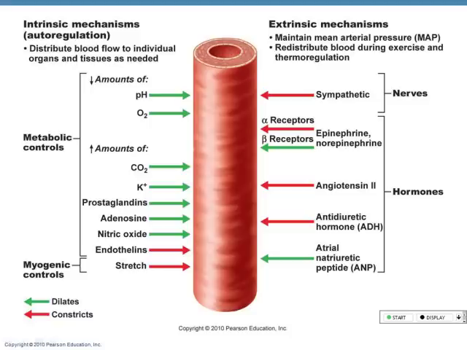If I constrict the vessels versus not constrict them so much, that's going to control pressure in the system and how fast or slow everything moves through the system. So this diagram is nice because it tells us some of the different players in controlling blood vessel diameter. There's intrinsic mechanisms inside the body, or auto-regulation.